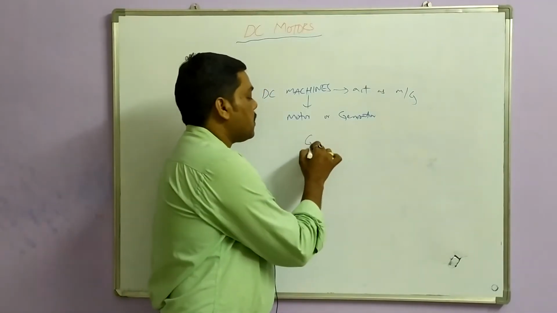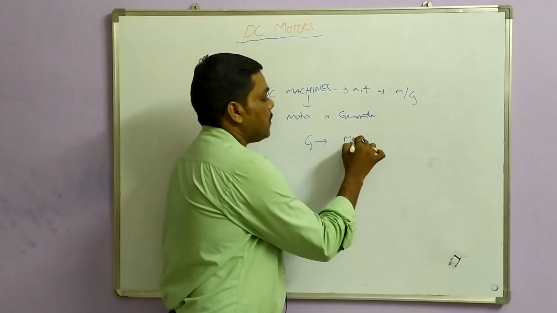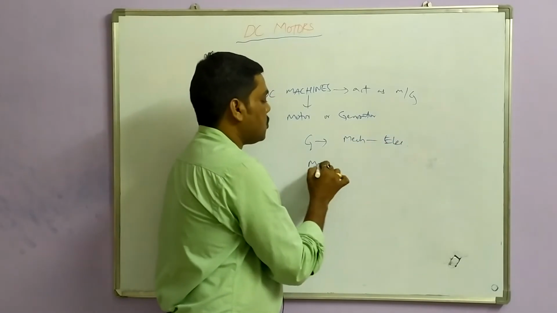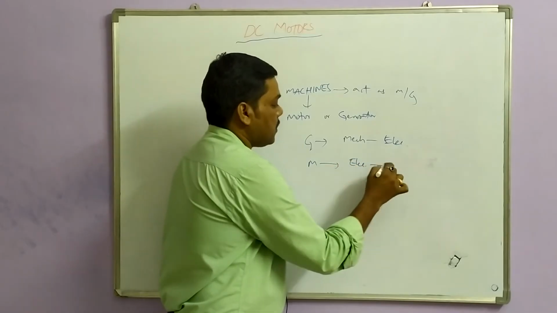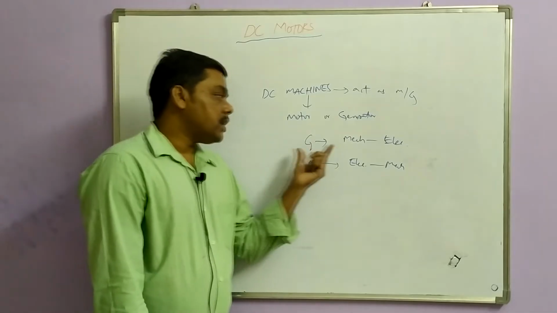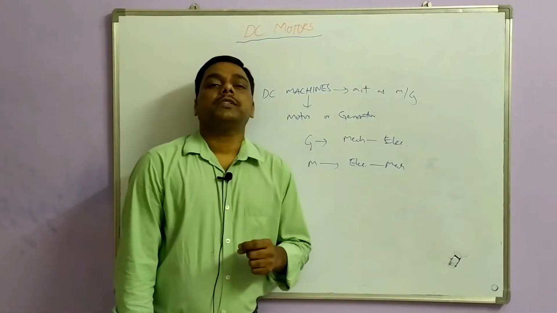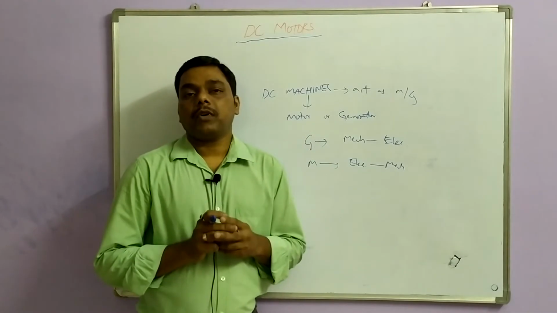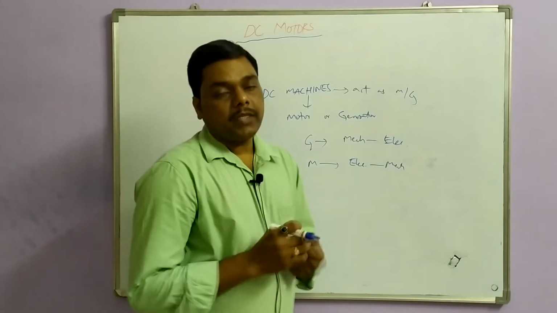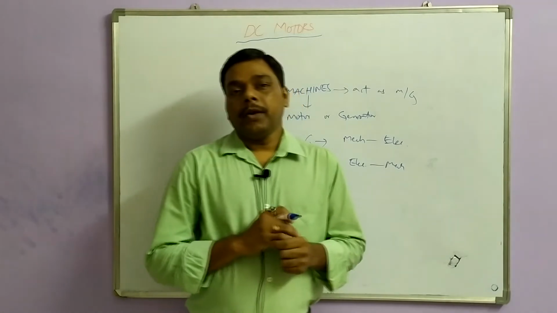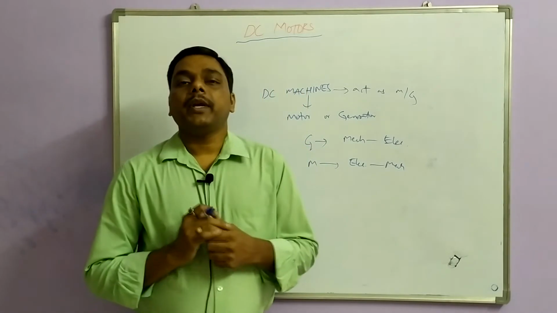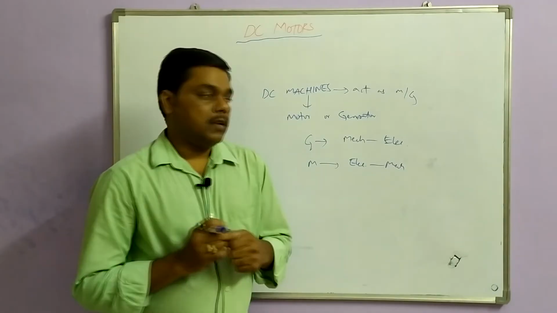We know that a generator converts mechanical energy into electrical energy, whereas a motor converts electrical energy into mechanical energy. We already know the generator working principle, that is, a generator works on the principle of Faraday's laws of electromagnetic induction. When a conductor is placed in a magnetic field, when flux cuts it, EMF will be induced in that conductor.